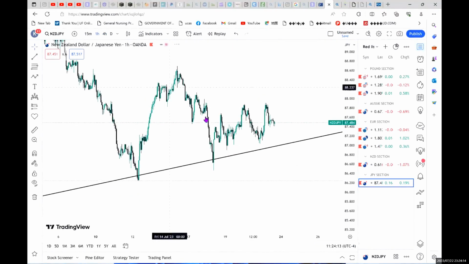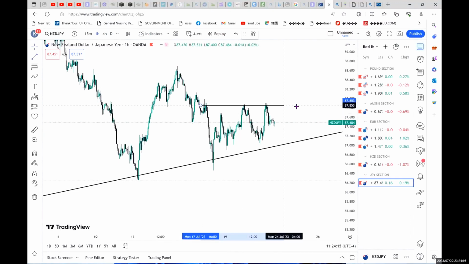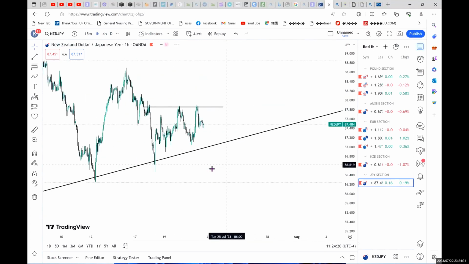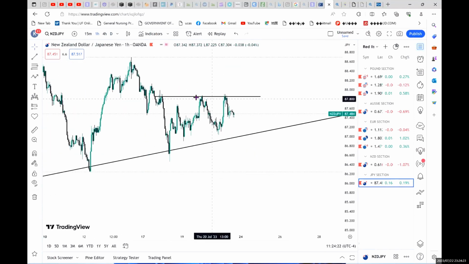Okay, so price created a resistance right here, and every time price reaches here, it drops. Drop from here, price came up here, drop, came up here Friday I believe, and now we're dropping again. So either price continues to drop down to the trend line here, or even further.